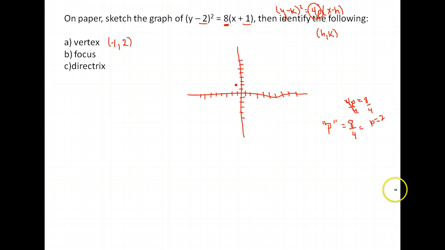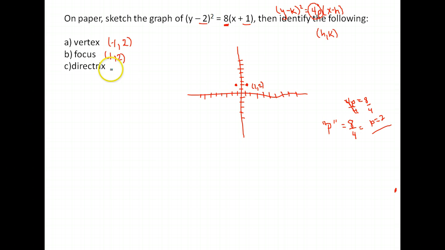So the focus point is a distance of 2 away from the vertex, and then we say, in which direction? Which direction does this parabola open? It's a y squared, so it's going to open either left or right. To decide that, we look at our number in front of the parentheses. If it's positive, it opens right. If it's negative, it opens to the left. This is positive, so it's going to open to the right. So to the right from my vertex, I go 1, 2 to the right, and right there is my focus point, the point 1, 2.